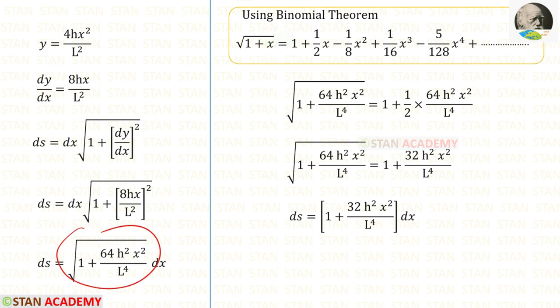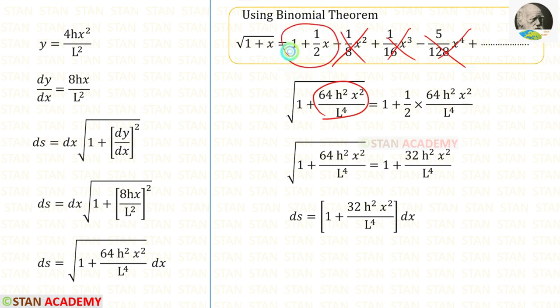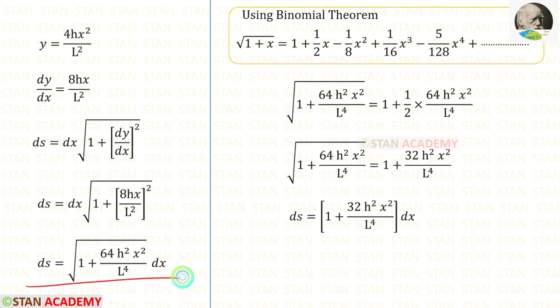For this, we can use binomial theorem. For root of 1 plus x, this is the expansion. Here for x, we have this. Using this, we can expand like this. When we make square of this term, it will be very small, so no need to consider these terms. Only we can consider these two terms. So here I have taken only these two terms. 64 upon 2, it is 32. In this equation, for this term, we can apply this.